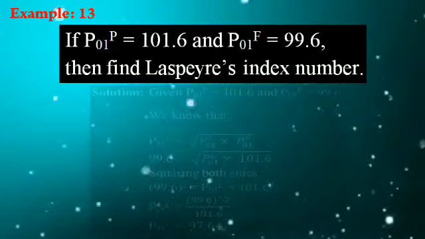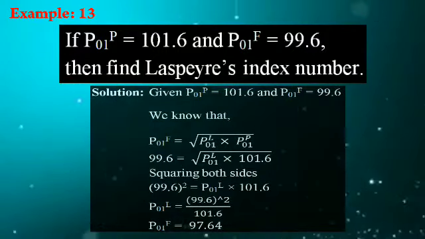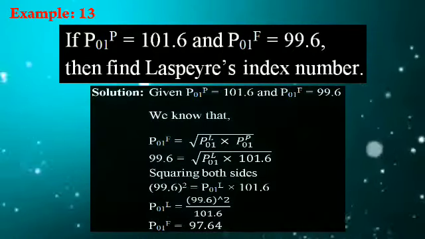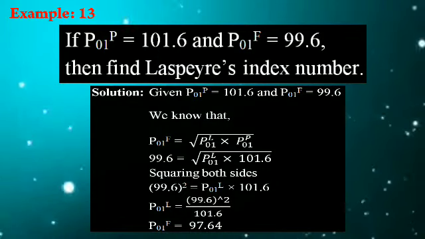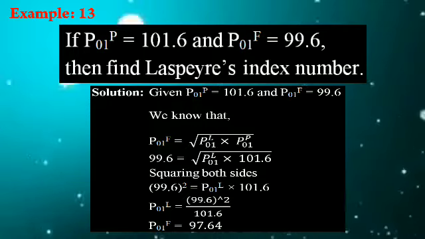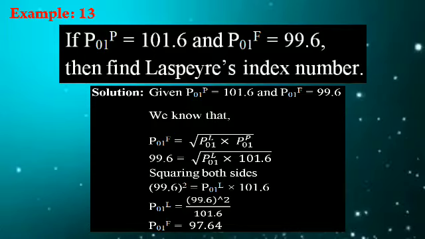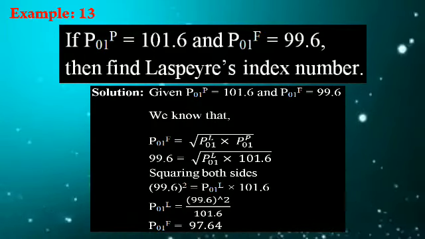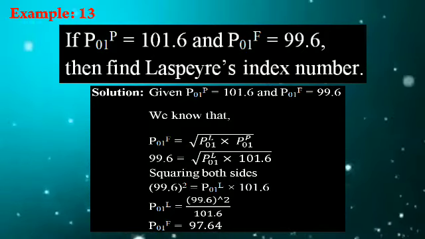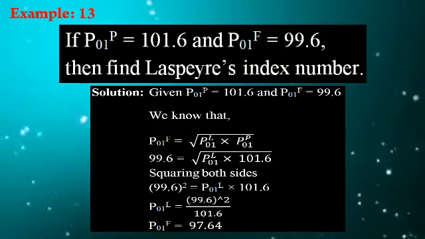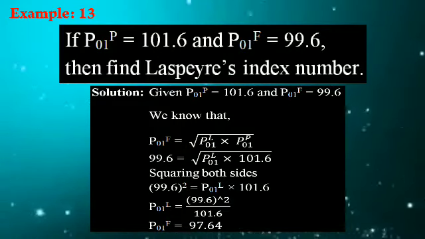Solution, given P01 of P equal to 101.6 and P01 of F equal to 99.6. We know that P01 of F equal to square root of P01 of L into P01 of P. After that, substitute in the formula. Fisher index is 99.6. So substitute that value in the left hand side. 99.6 equal to square root of P01 of L into 101.6.